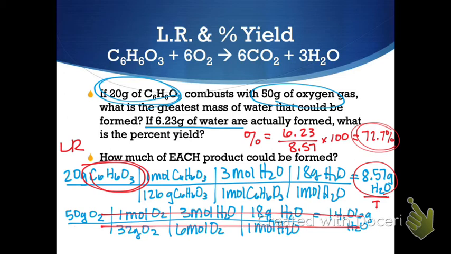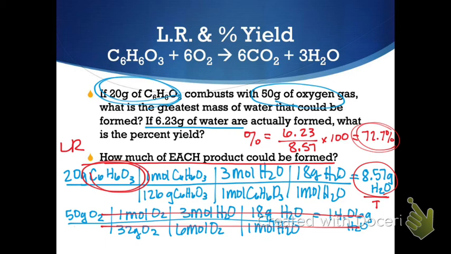The last part of this question is really the most complex that they will get. It says, how much of each product could be formed? Does that mean that we need to do 2 more T-charts to go to CO2? No. We just need 1. But what do we start our T-chart with? Exactly. We have to start it with the limiting reactant. There's no use in us doing a T-chart to see how many grams oxygen could produce from carbon dioxide because we know we're going to run out of C6H6O3 before we use up all that oxygen anyway.